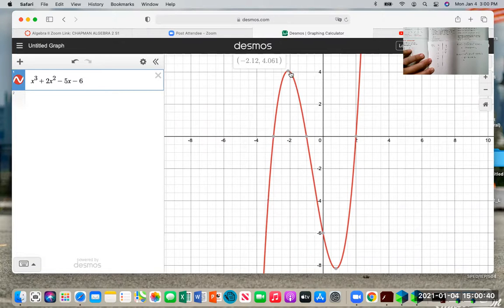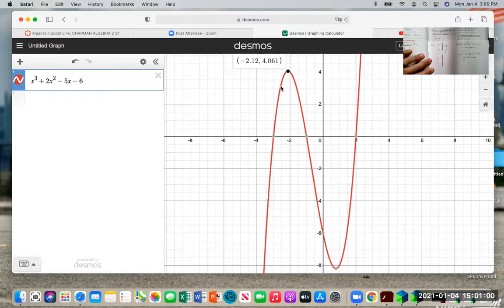Let's see if I can scoot this thing over. X equals -2. Bam, there we go right there. So when x equals -2, y equals 4. You might be wondering, why is this point right here? That's just that turning point, right? Where this is the maximum.